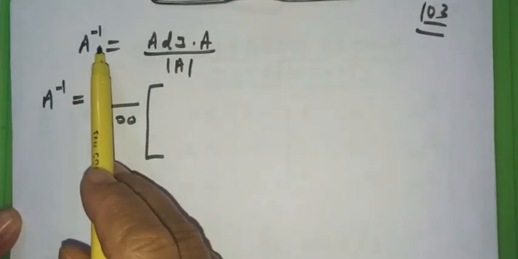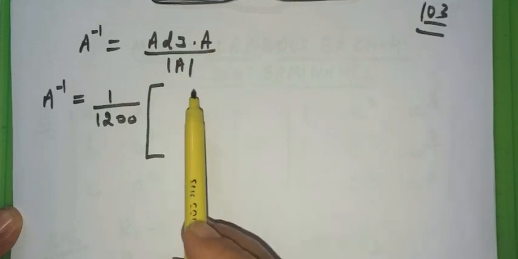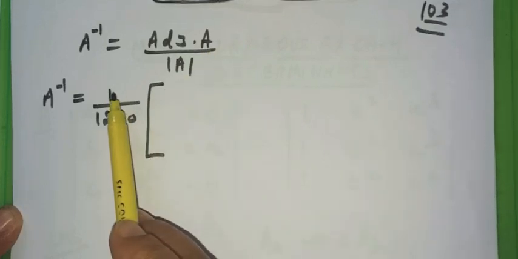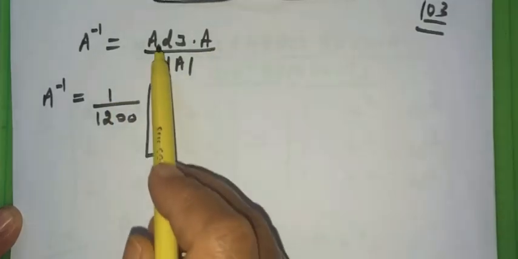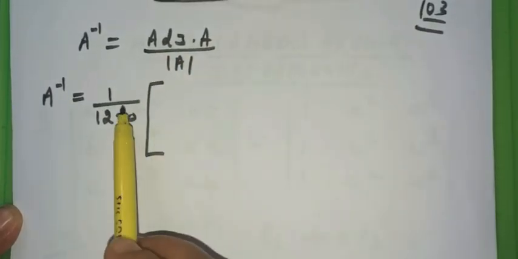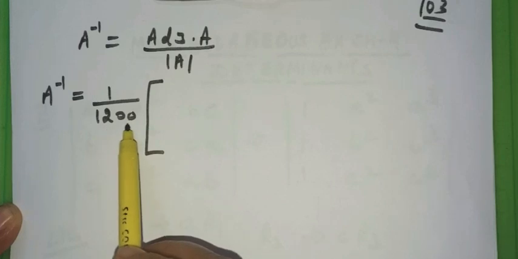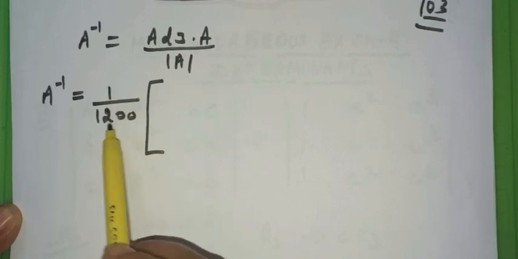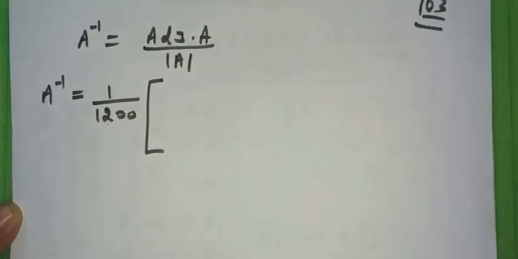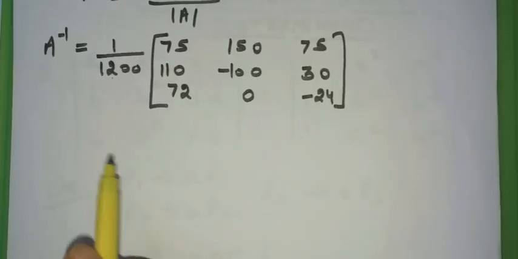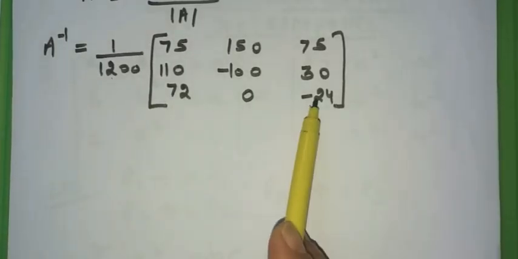Now A inverse is adjoint of A upon determinant of A. So we write the adjoint matrix here, and I am dividing the adjoint matrix by determinant of A. Determinant of A was 1200. So I divide, that means 1 upon 1200 of adjoint A matrix. So I got the value of A inverse.